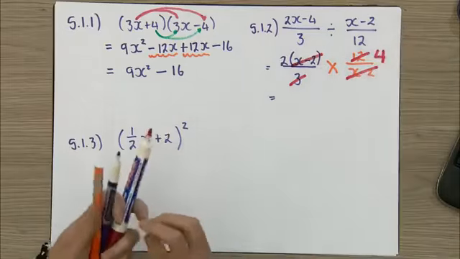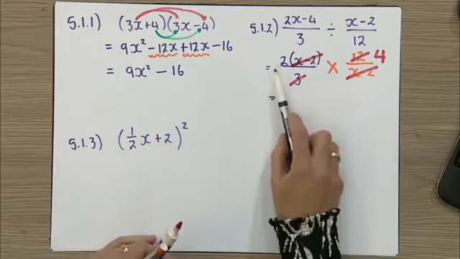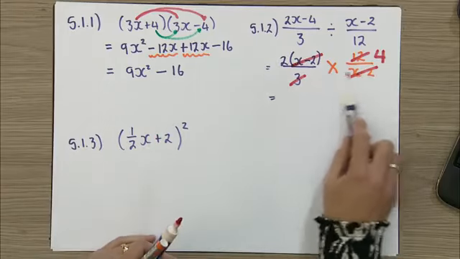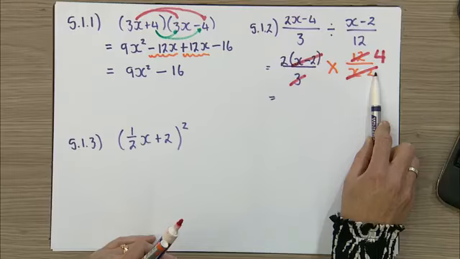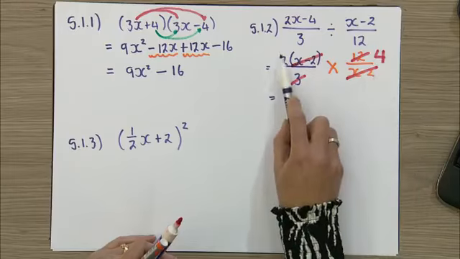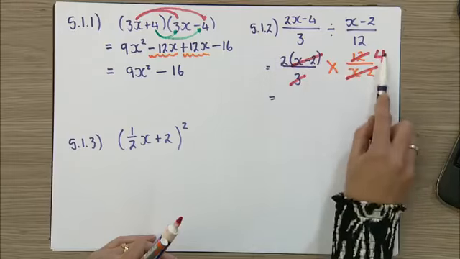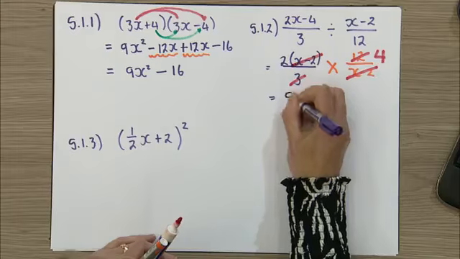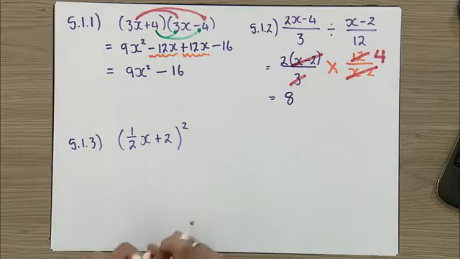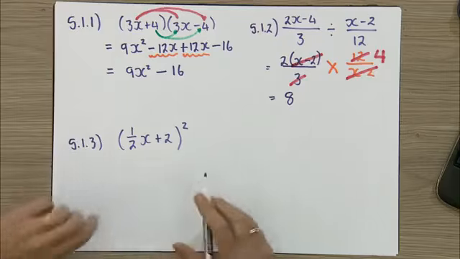So what do I have left now? I've got left nothing in my denominator, so that's 1, so I don't have to make it a fraction. And in the numerator at the top, 2 times 4. And 2 times 4 is 8. There is my answer.